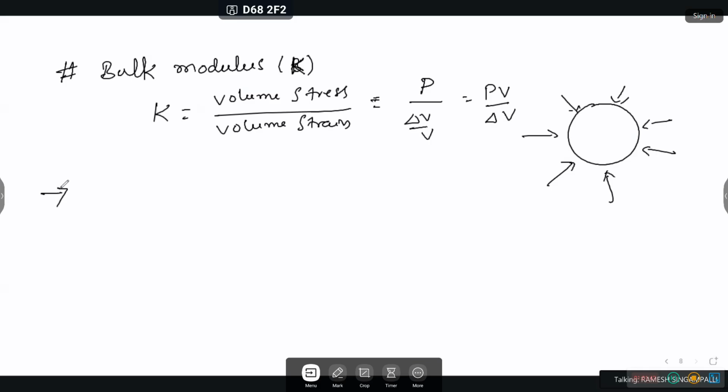Okay, bulk modulus means what, the ratio of what? Forget it, volume stress by volume strain, please, whatever, do it. Copy it.